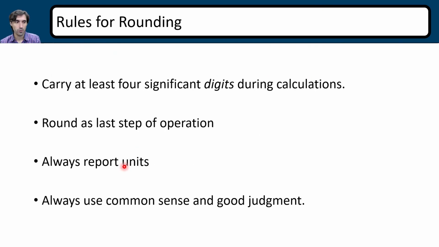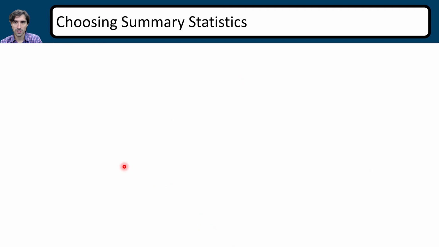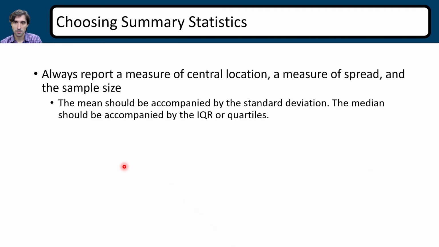All right, we are coming down to the end of it. So when you're choosing summary statistics, you always report the sample size, a measure of central location, and a spread. The mean should be accompanied by the standard deviation. The median should be accompanied by the interquartile range. So we should really work on practicing that.